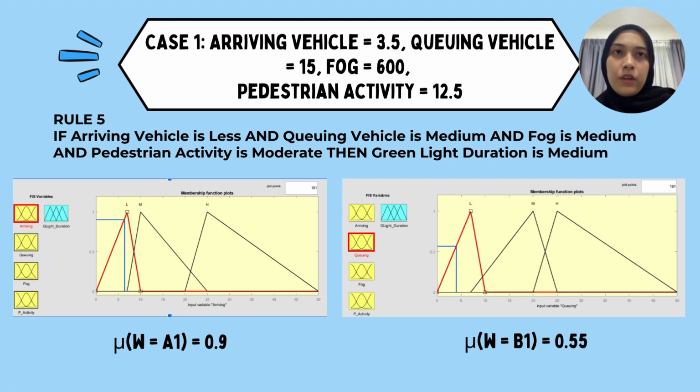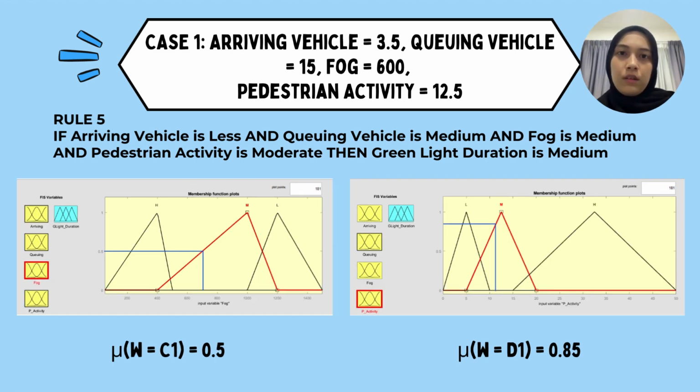By using rule 5, if arriving vehicle is less and queuing vehicle is medium, and fog is medium and pedestrian activity is moderate, then green light duration is medium. So, for graph A1, we can see it equals 0.9. For B1, it equals 0.55. And for C1, the graph is equal to 0.5. And D1 is equal to 0.5.